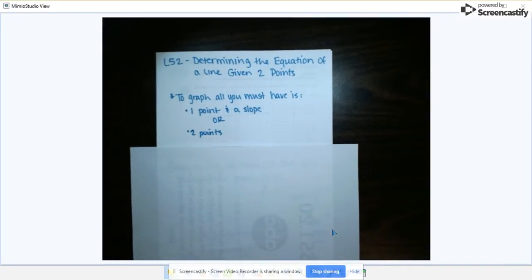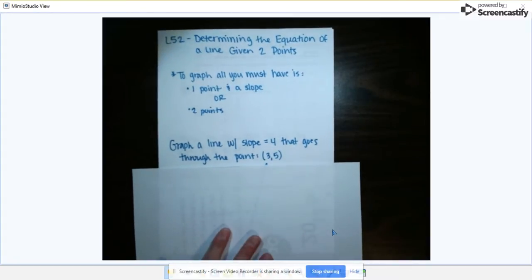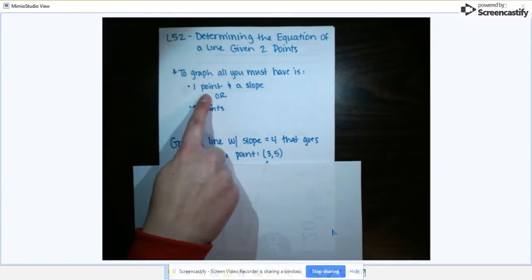We either have to have 1 point and our slope, or we could be given 2 points and we can create our graph from 2 points. So we're going to start out with the first scenario. The first scenario, 1 point and a slope, is more common.